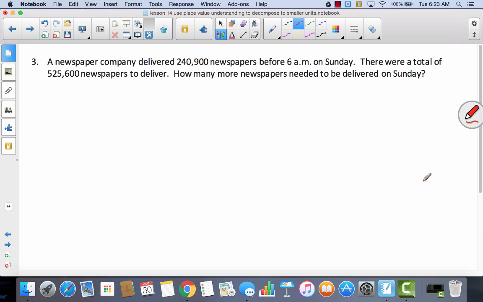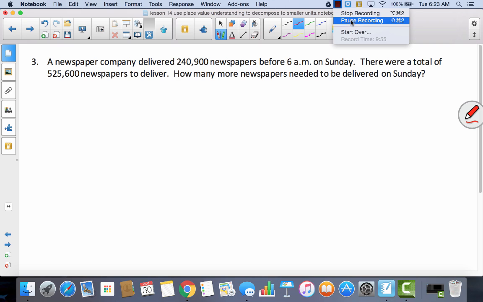Okay, let's take a look at number 3. A newspaper company delivered 240,900 newspapers before 6 a.m. on Saturday. There were a total of 525,600 newspapers to deliver. How many more newspapers needed to be delivered on Sunday? Why don't you take a minute to see if you can draw the tape diagram to represent this problem?